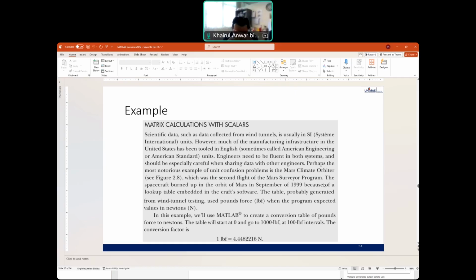So in this example, we will use MATLAB to create a conversion table of pound force to Newtons. The table starts at 0 and then goes to 100 pound force at 100 pound force intervals. The conversion factor is 1.4 to fit.